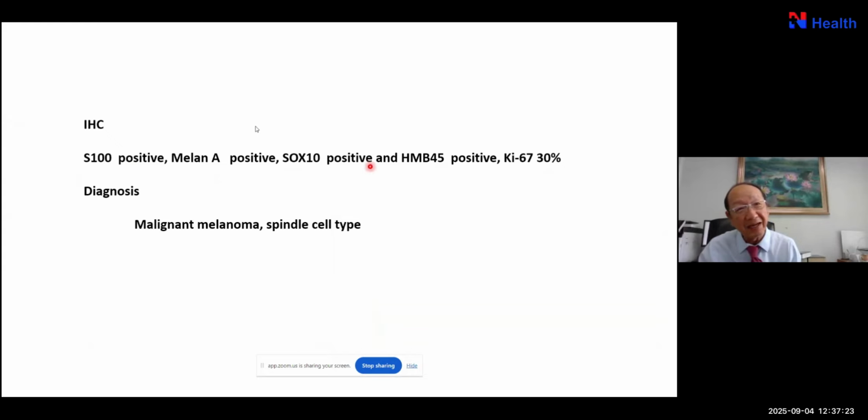The problem will be that if these markers are negative, now we have a big problem. We have to go back to the list and try to find some features of each and do immunohistochemistry to support what we think, and that's a big issue in the soft tissue tumor. We are not including that in this discussion. Okay, that's the first one. The relatively large size tumor of skin is some melanoma, spindle cell type.